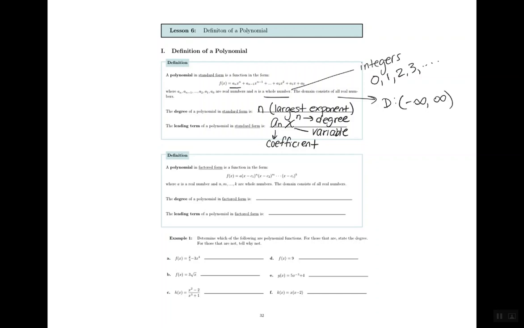The domain of any polynomial, like we stated before, is all real numbers, or the interval from negative infinity to positive infinity. If we want to find the degree of a polynomial in factored form, we'll give this as the expression n plus m plus k, since that's how our function is defined. Remember that n, m, all the way to k represents the exponent. So to find the degree of a polynomial in factored form, we have to add up the exponents.